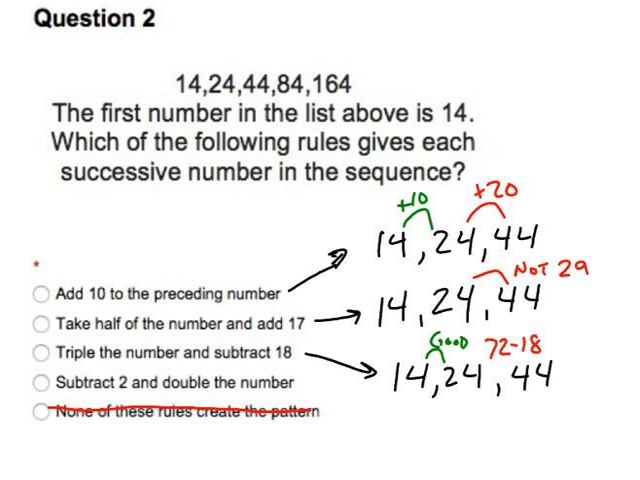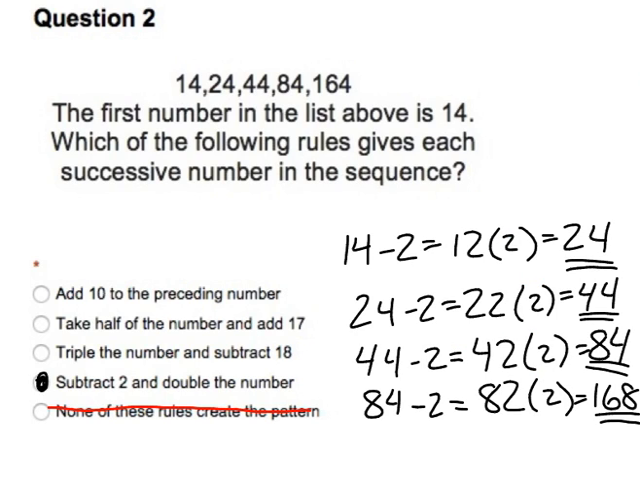I'm looking for 29 for that 44. Triple the number and subtract 18. That doesn't work out from 24 to 44. So what does work is the subtract 2 and double a number. I try that each time. It works. 24 to 44 actually works for the first time. Works the rest of the way. I want to check all of those out if I have the time.